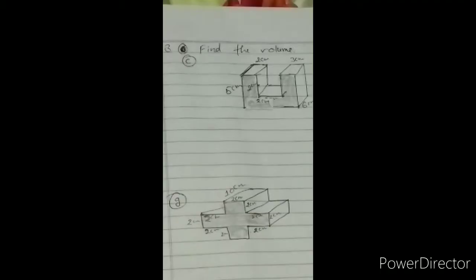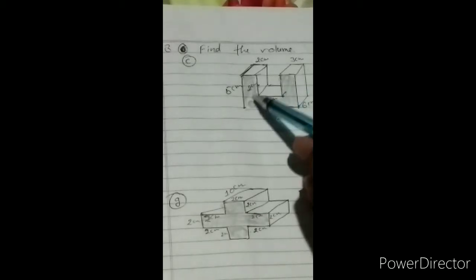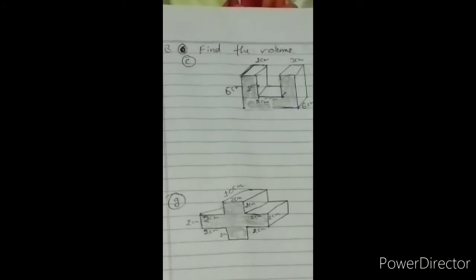Okay, let's do question number 3. We have to find the volume of the given solid, the given prism. What is the formula of volume? Cross section area into length or height. Now cross section area means this front part, the facing part. So we can make that cross section area roughly here. This is our cross section area.